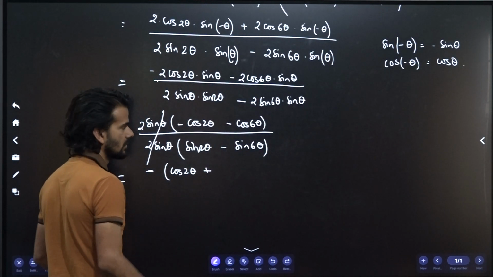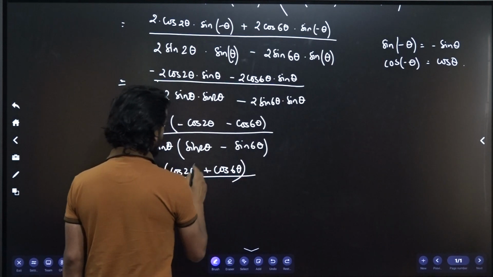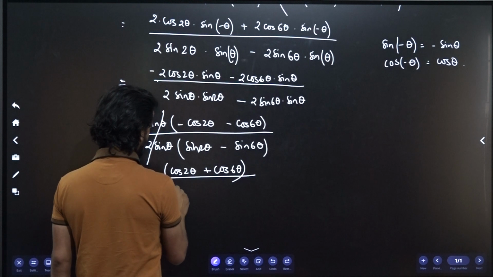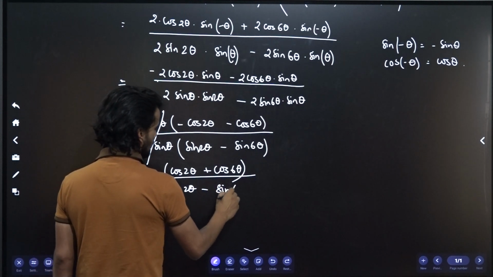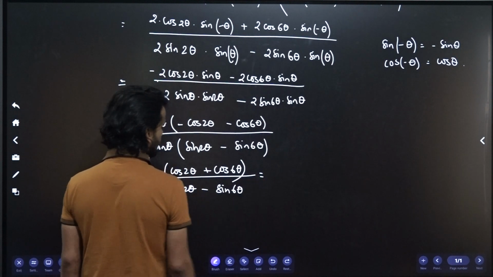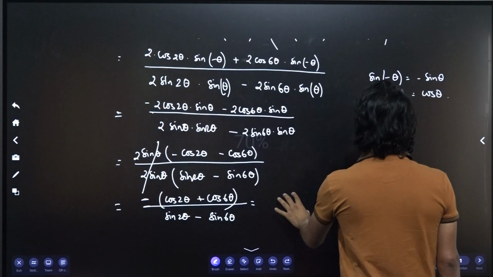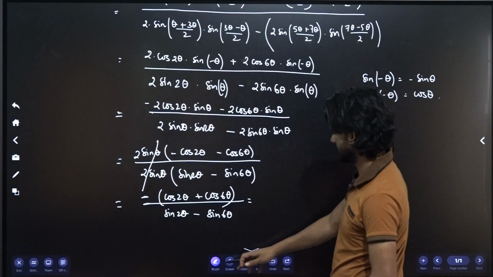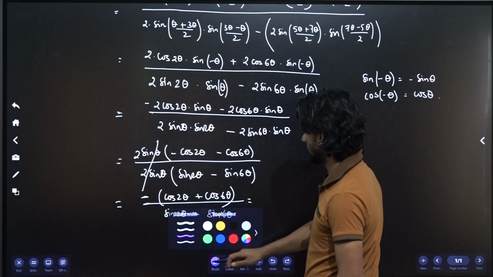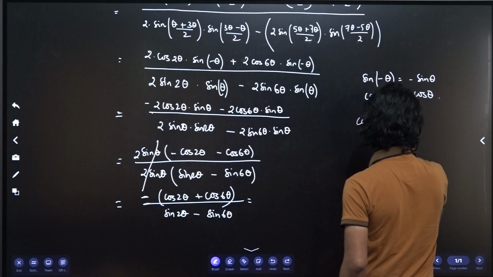Cos 2 theta plus cos 6 theta, divided by sin 6 theta minus sin 2 theta. Okay. Cos C plus cos D, isn't it? Let's write that down. Let's write the formula.